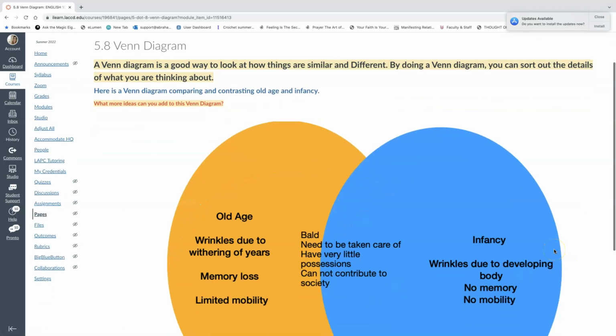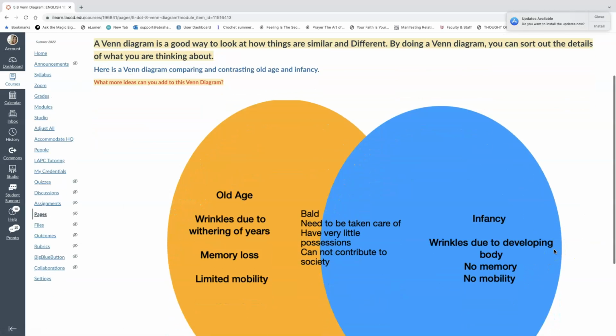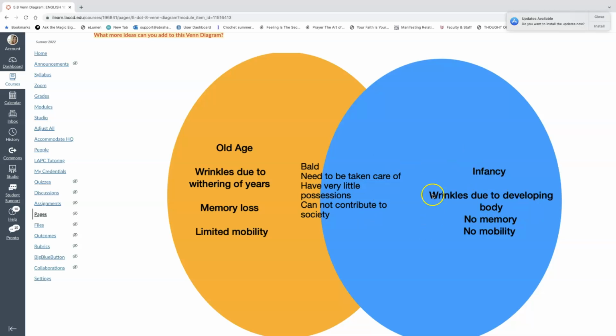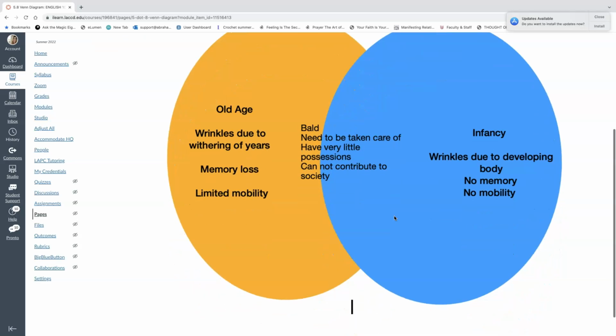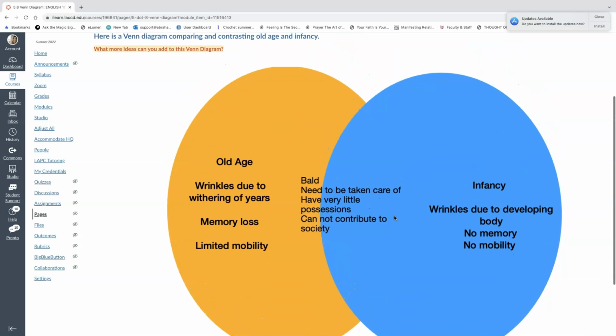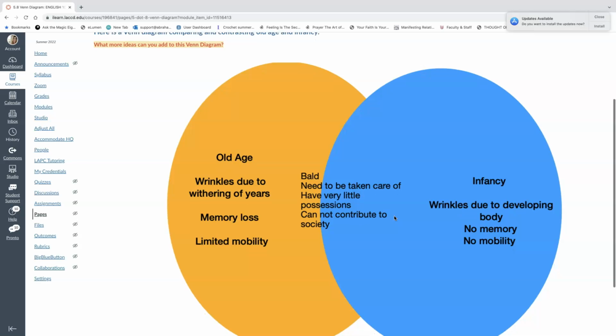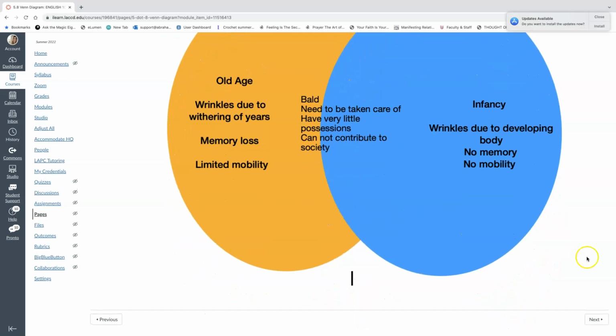And I have made a Venn diagram comparing and contrasting old age and infancy. This is a Venn diagram which uses two circles, and you look at differences. The differences are on the outer part and the similarities are here. So I'd like you to make a Venn diagram and add to this. You could do this on a sheet of paper and just draw two circles for you to think about the ideas that are going on in this story.